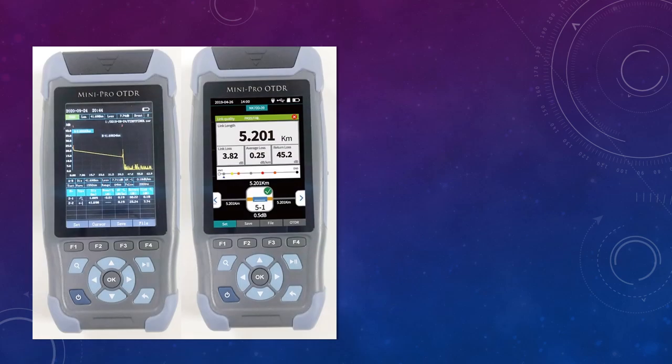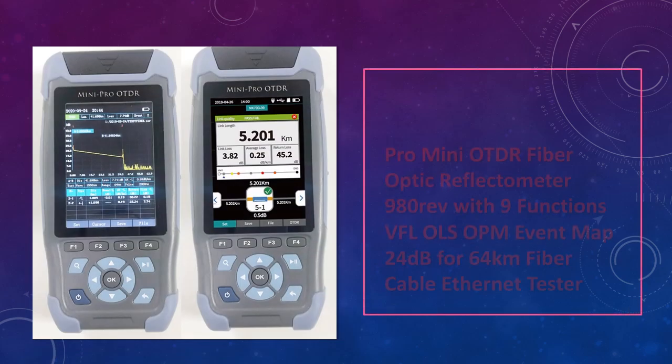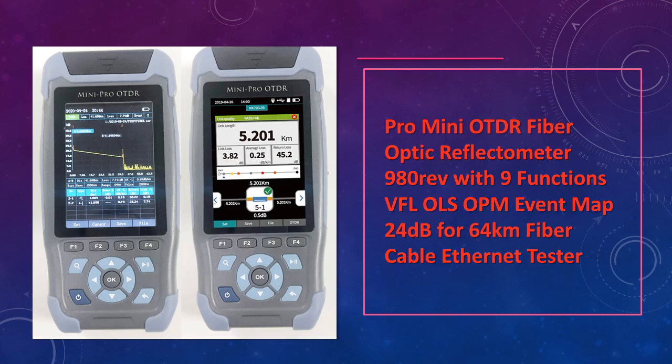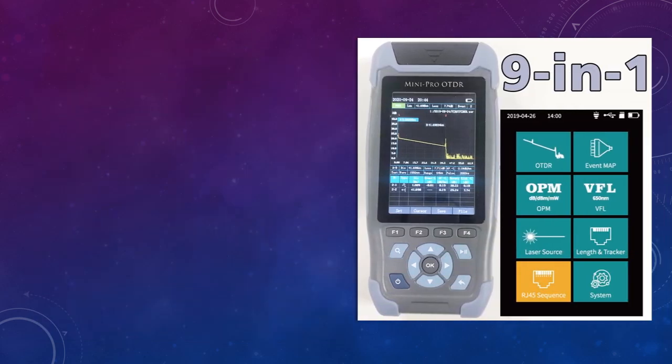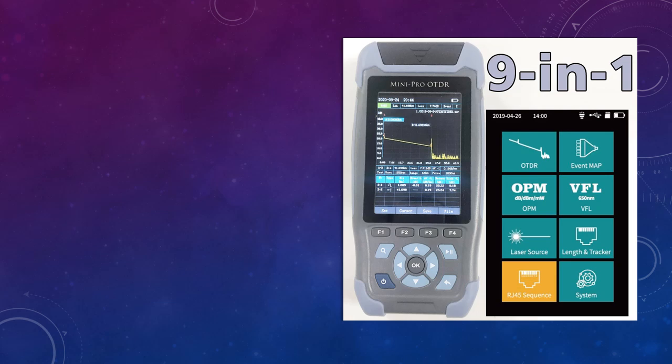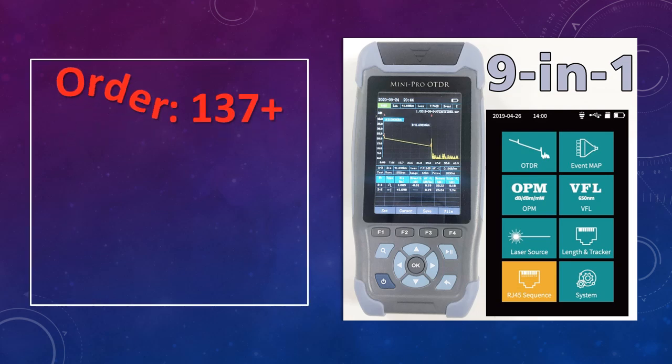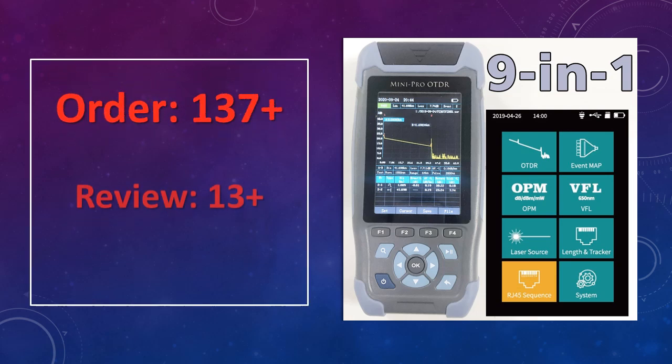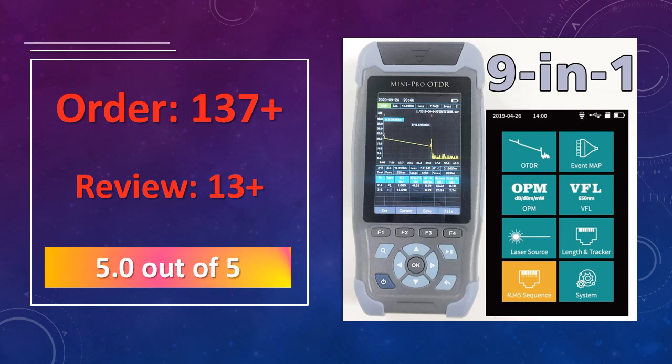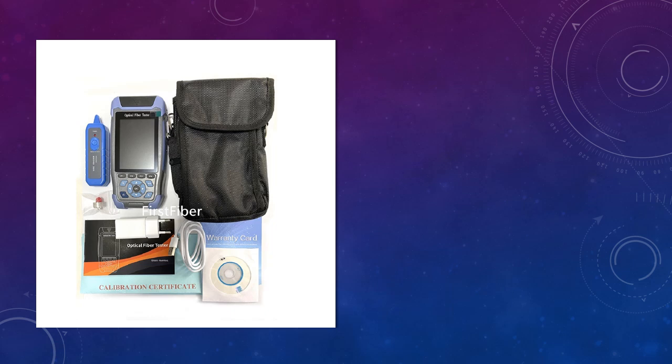At number 1. Pro Mini OTDR Fiber Optic Reflectometer, compact and powerful. The Pro Mini OTDR Fiber Optic Reflectometer 980 Rev offers 9 functions, including VFL, OLS, OPM, and an event map with 24 dB for testing up to 64 kilometers. It is designed for comprehensive fiber cable and Ethernet testing, providing accurate results in various environments.